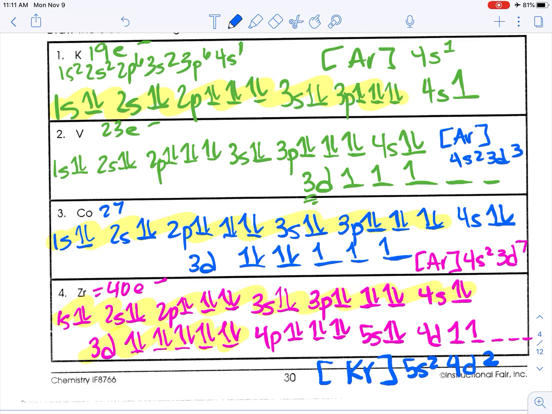Good luck. I'm not going to make you ever go down into the f and do any of those, but you do need to recognize what those look like.